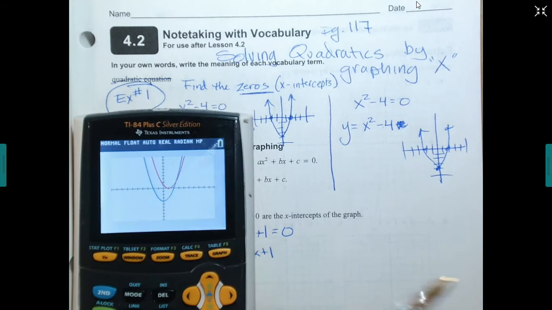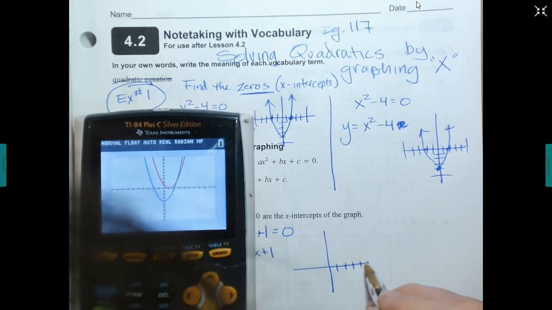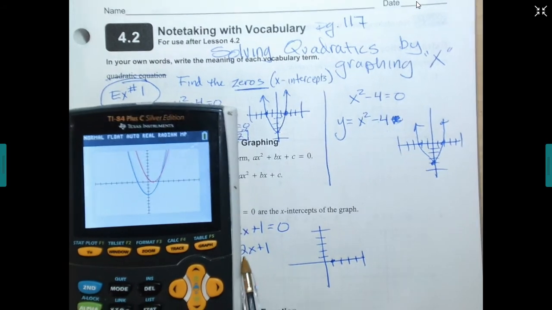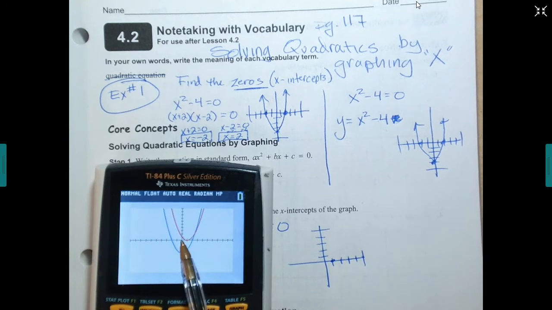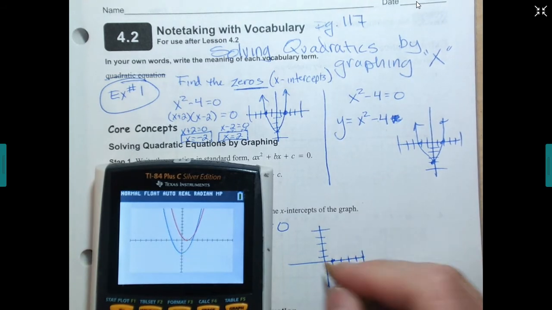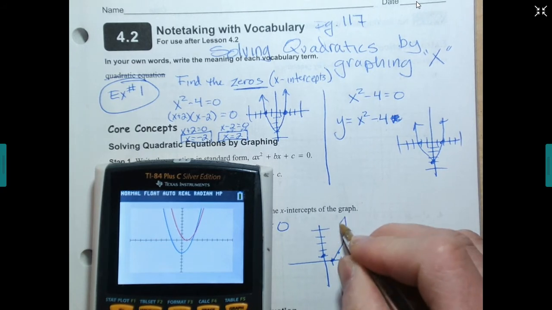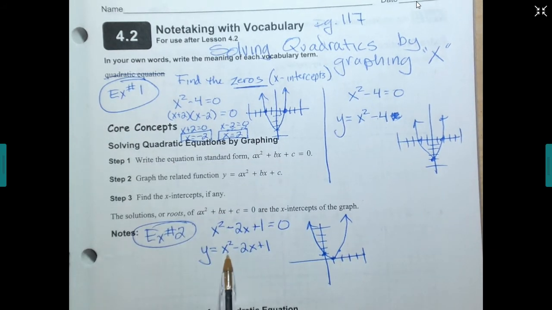So when I graph this, my x-intercept is 1 right there. I also have a y-intercept of 1. You can see it right there. So there's my graph. It's symmetrical, so I can put that one right there. That's it. This one only has one point where it hits the x-axis.